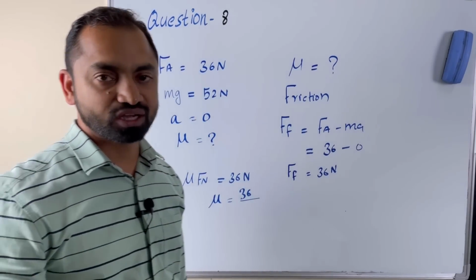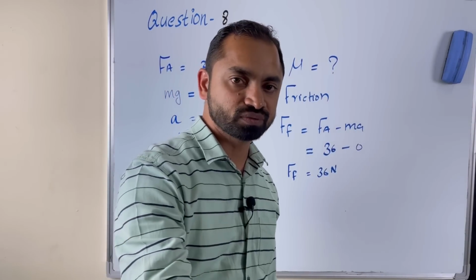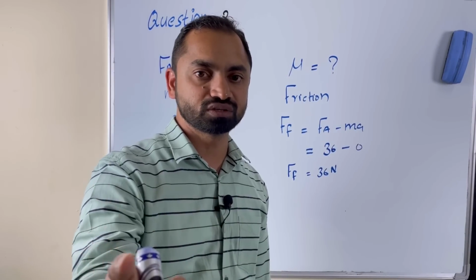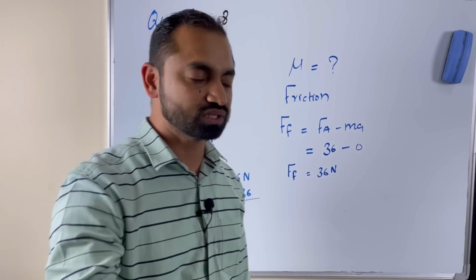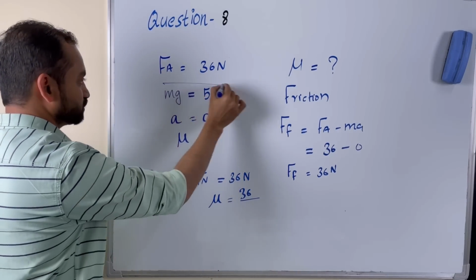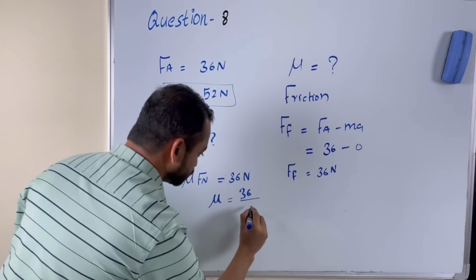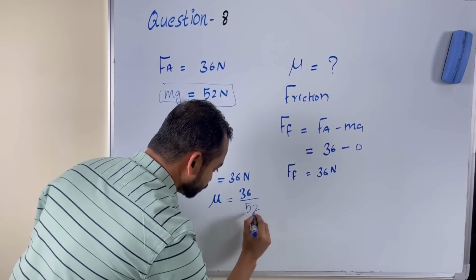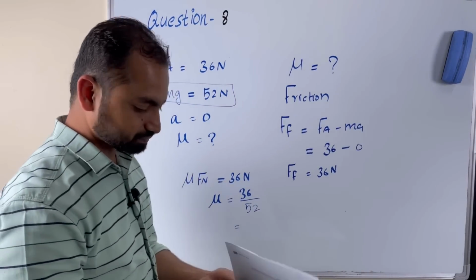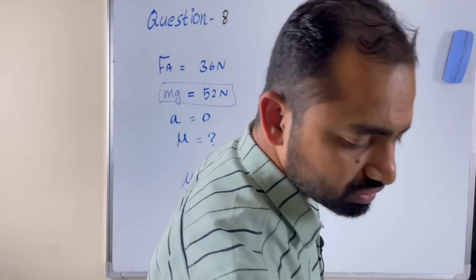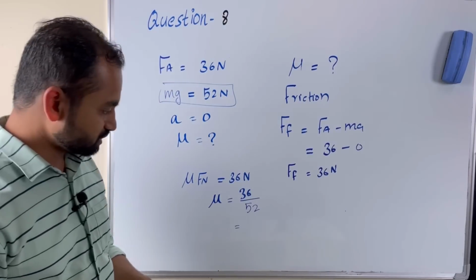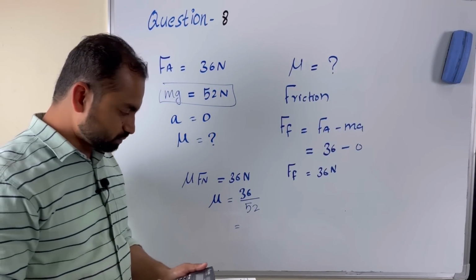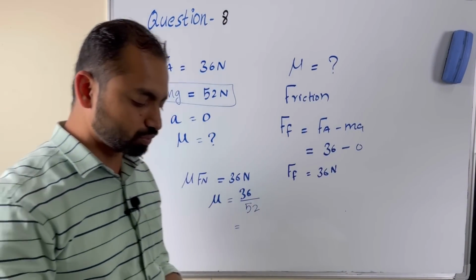normal force. I told you if the surface is horizontal, normal force is equal to weight. Normal force is equal to mg, the weight of the sled, that is given here, right? The weight is given as 52 Newton. So 36 divided by 52, how much? Will it be greater than 1 or less than 1? 36 divided by 52, the answer is 0.69.